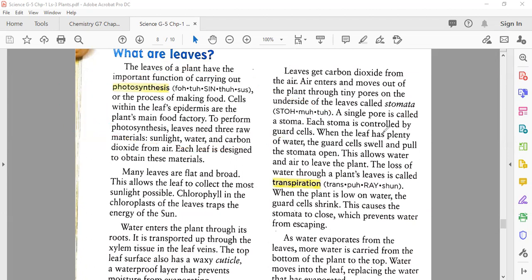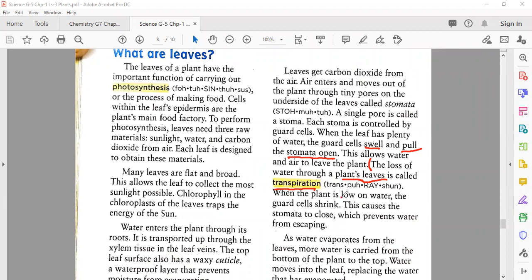Excellent. When the leaf has plenty of water, the guard cells swell and pull the stomata open. This allows water and air to leave the plant. Now, here is another definition that you need to understand: the loss of water through a plant leaf is called transpiration. What is transpiration? The loss of water through a plant leaf is called transpiration.